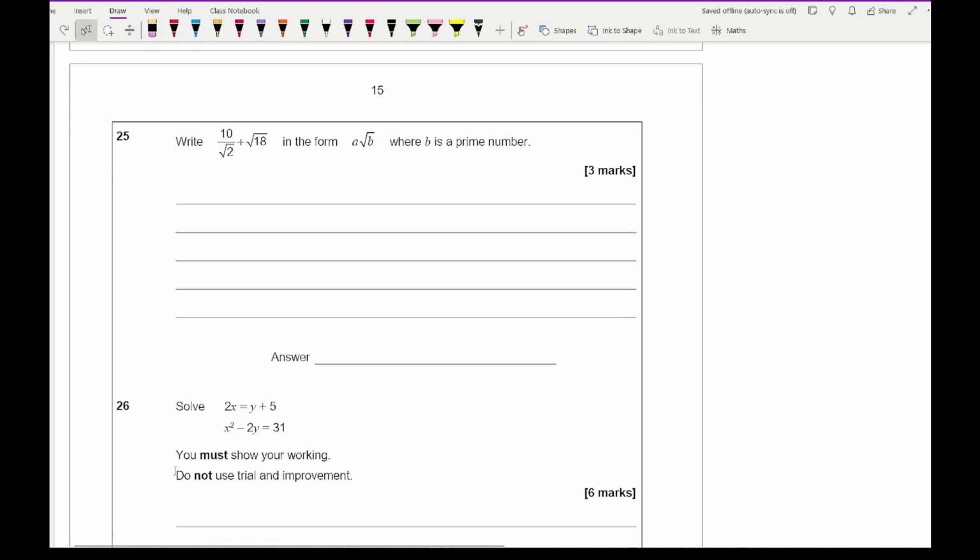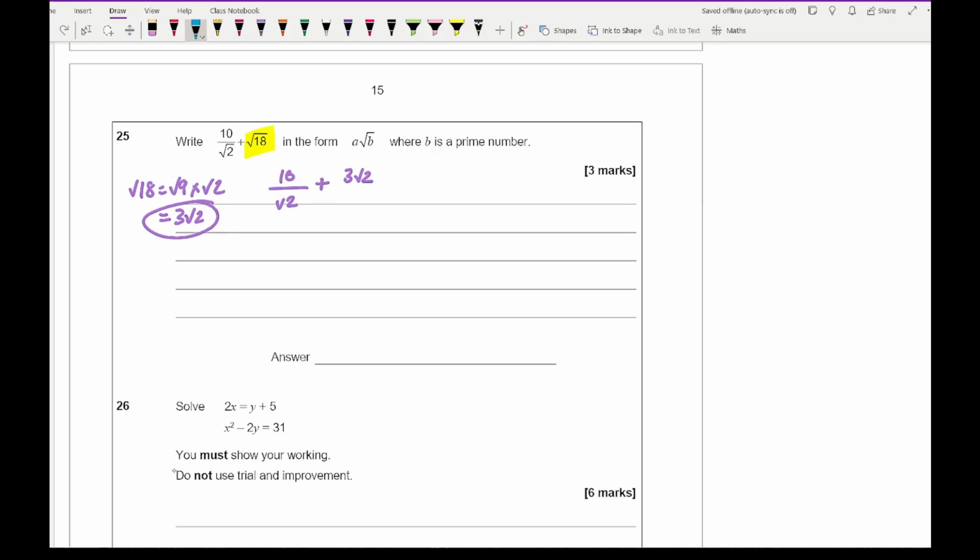Moving on to question 25, it says write 10 over root 2 plus root 18 in the form a root b, where b is a prime number. So first of all, let's simplify root 18. So root 18 is root 9 times root 2, which is 3 root 2. So what we've then got is 10 over root 2 plus 3 root 2. Now from this, what I then want to do is try and rationalise this denominator.